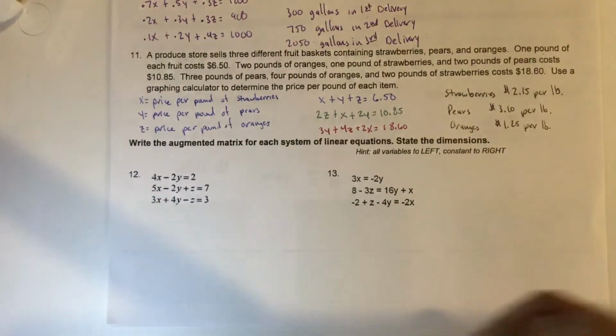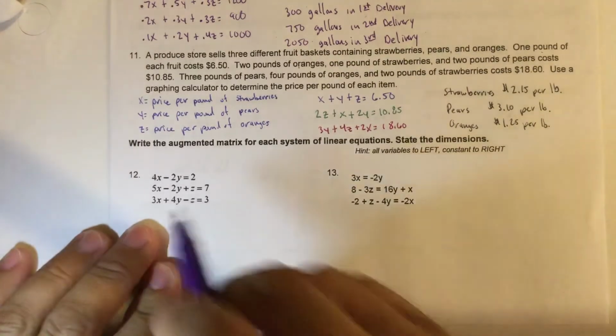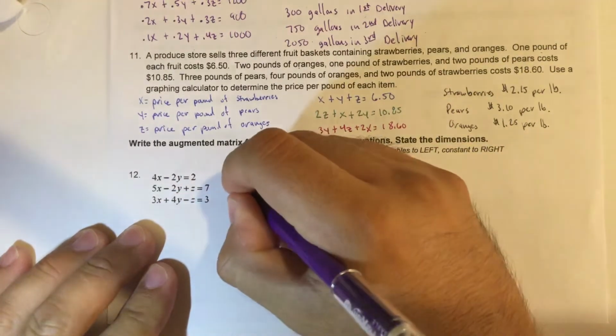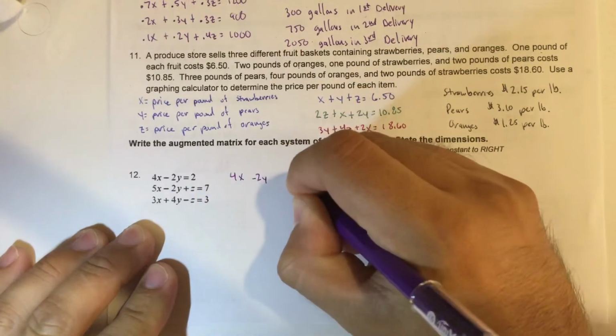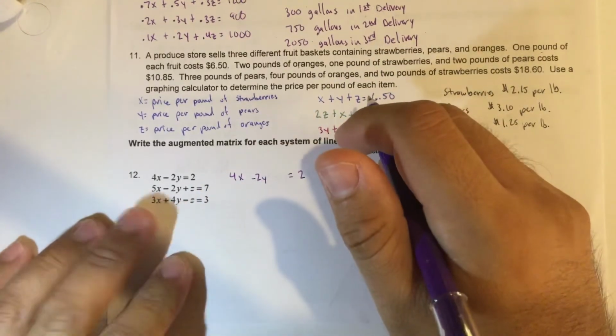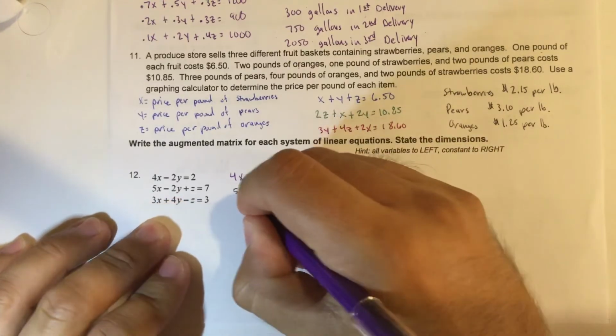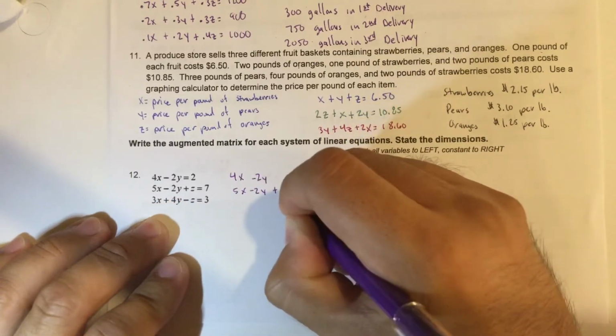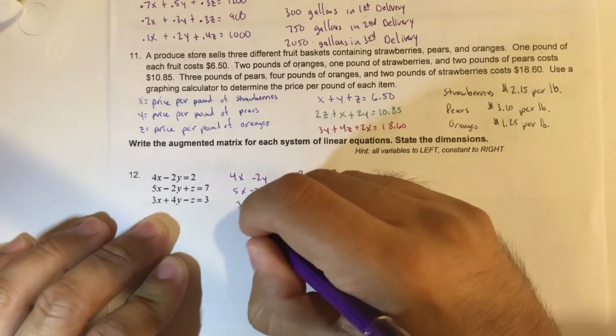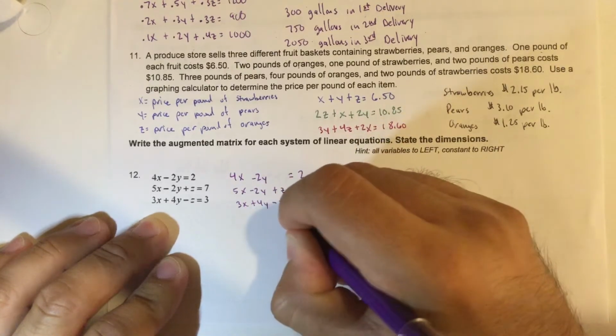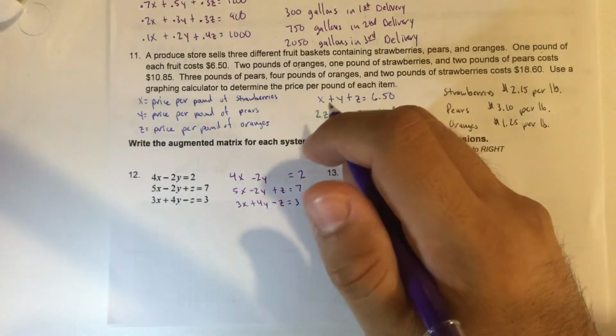And then last but not least, we have numbers 12 and 13. So for 12 and 13, it says write the augmented matrix for each system of linear equations, state the dimensions. All right, first thing I'm going to do is convert these into standard form. So 4x minus 2y equals 2, that one's fine. And I'm going to leave a space because there's a z there, because I can see the other ones have a z. 5x minus 2y plus z equals 7. 3x plus 4y minus z equals 3. Okay, so everything actually checked out correctly.